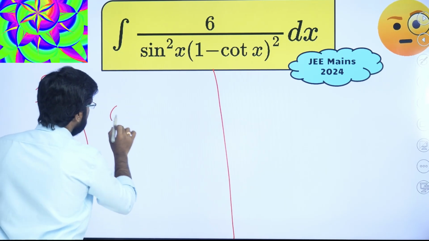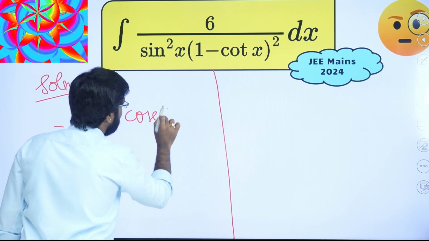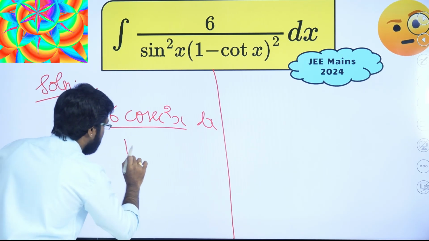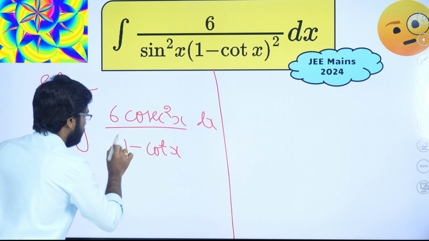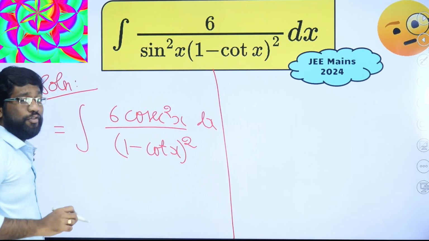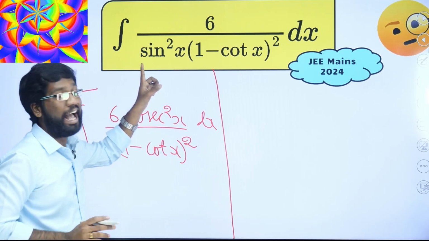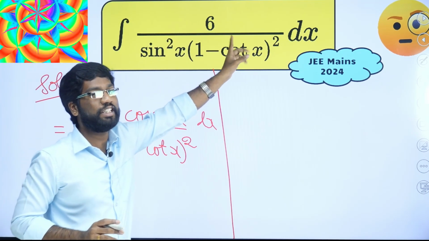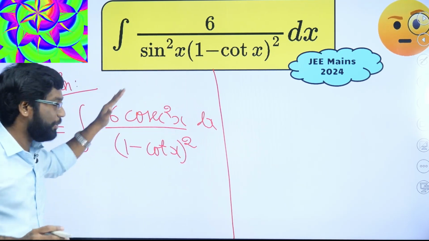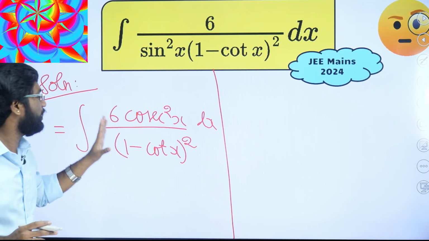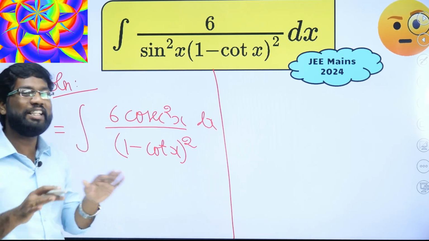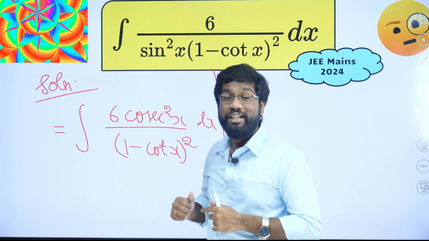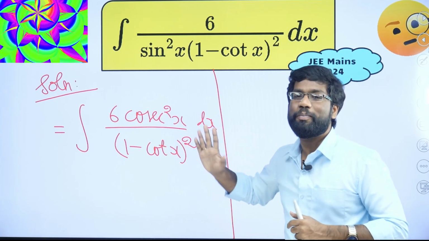Integration 6 cosecant square x dx divided by 1 minus cot x, my dear students. Have you understood? Here I have taken the sine square x reciprocal function, which is 6 cosecant square x. This is how it has become. Now what we can do further, we can't simplify with any trigonometric identities, my dear students. Now I am going to do it with the integration substitution method.